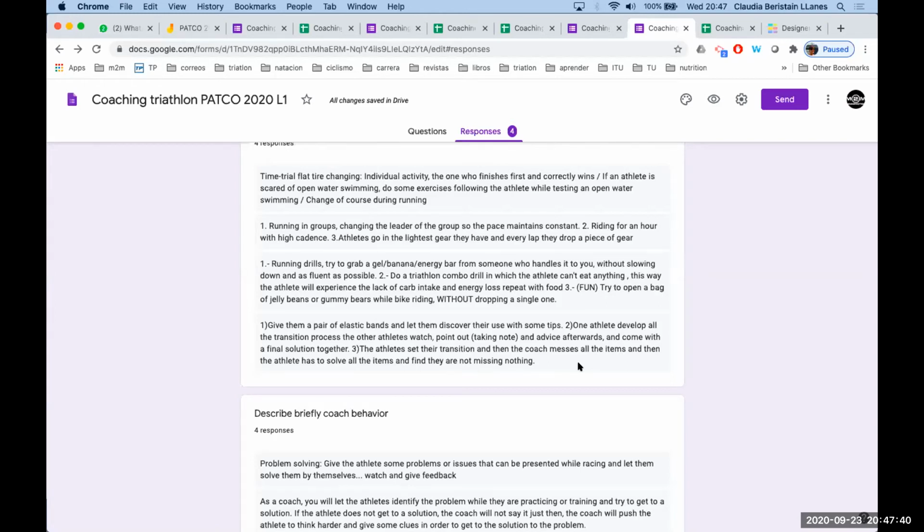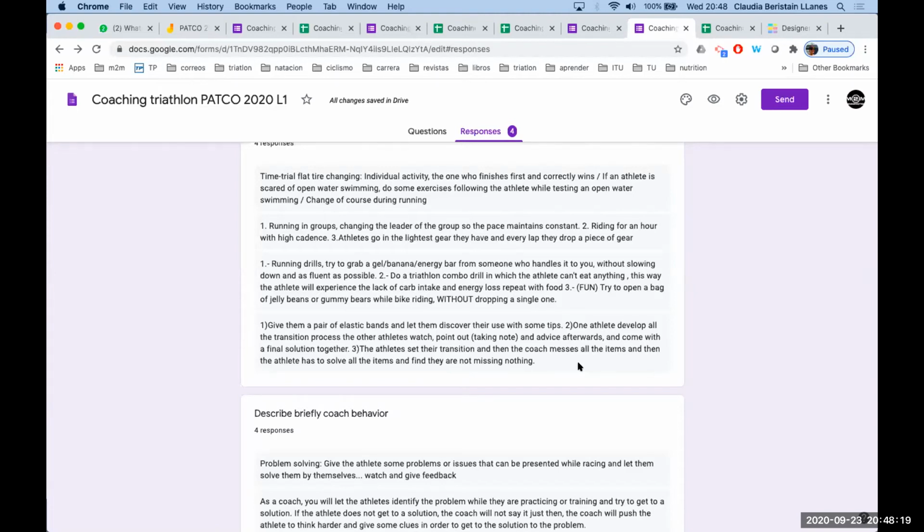So we're expecting nobody has trainers or sneakers on. Okay. And then the second one was that we have two athletes. One athlete does the transition, and the other athlete watches and points out or takes notes, and then they get together afterwards and give some advice, and then they do it the other way around, and then they basically have a little powwow afterwards and say, okay, what worked, what didn't work, what can be done better.